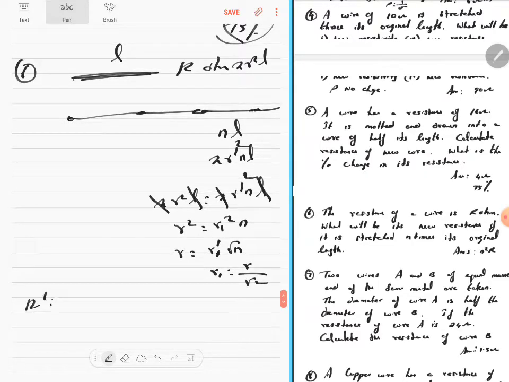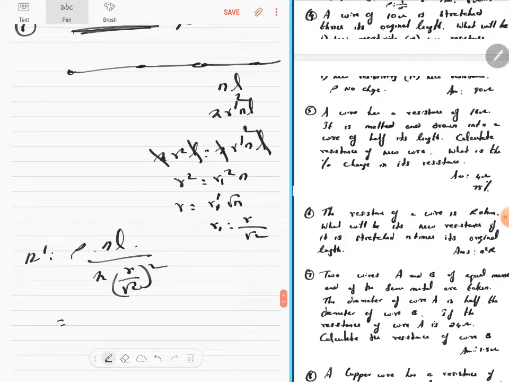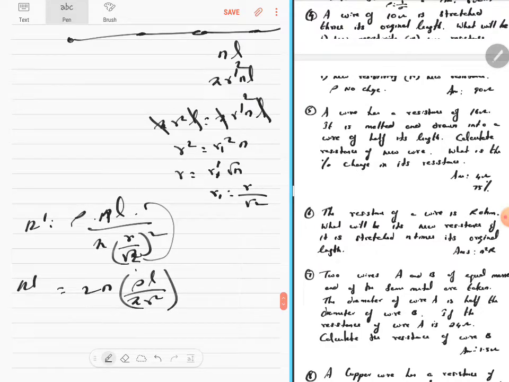R dash is rho into L, L is n into L, by A is pi into R by root 2 the whole square. So when you do this, this will become just 2 and it will go up. Correct? 2, and there is also an n. Rho L by pi R square will be the original resistance. So R dash is equal to 2n times the original resistance. So 2n into R.